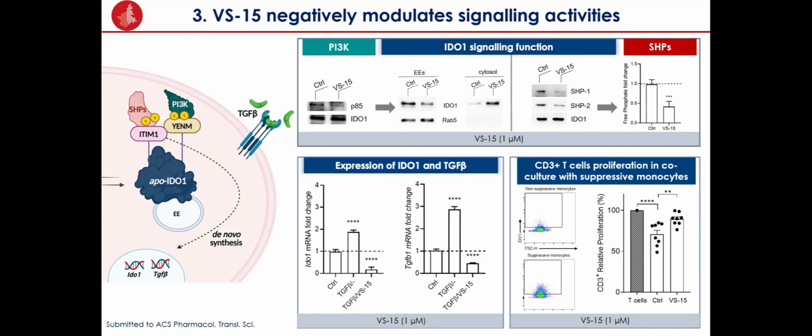So based on these results, we wanted to investigate whether VS15 was able to reverse the immunosuppressive phenotype. And so we co-cultured T cells together with suppressive monocytes expressing IDO1 coming from patients affected by pancreatic cancer. And we could see that in the presence of VS15, the reduction of proliferation of T cells in the presence of these immunosuppressive monocytes was significantly reduced.